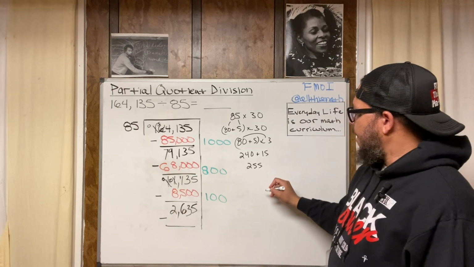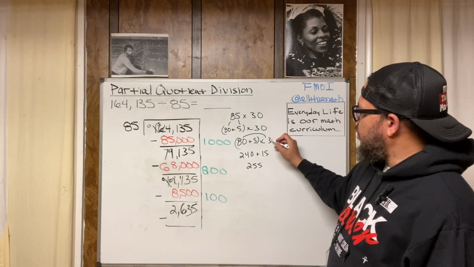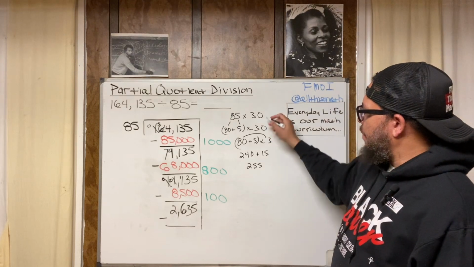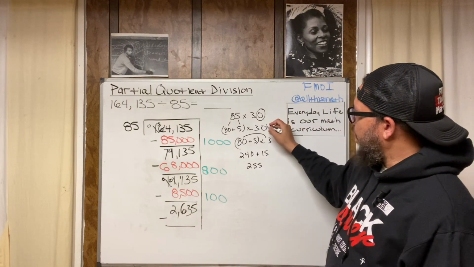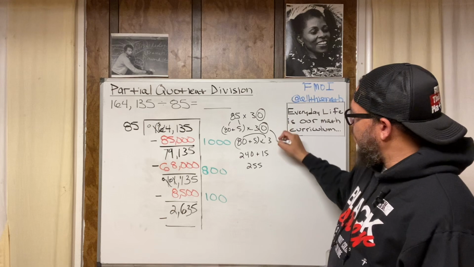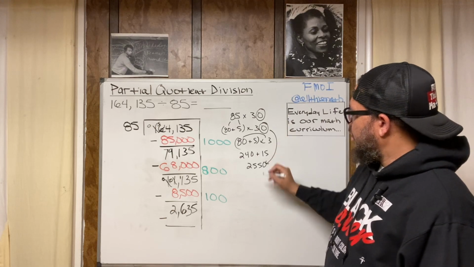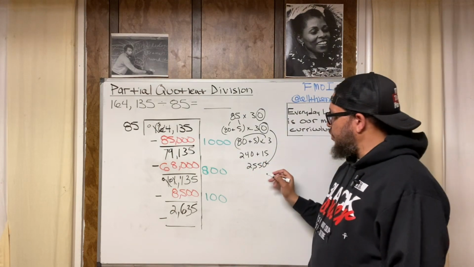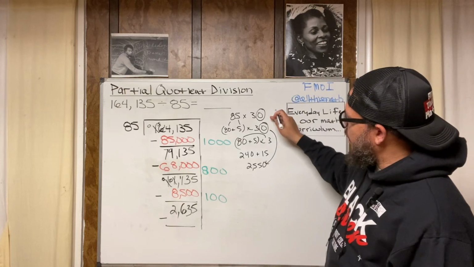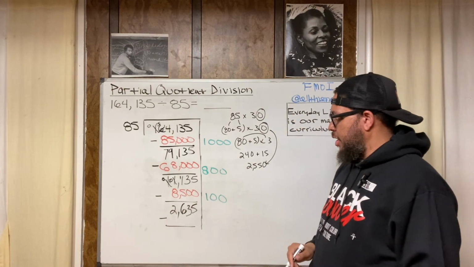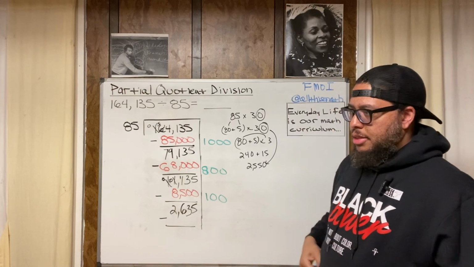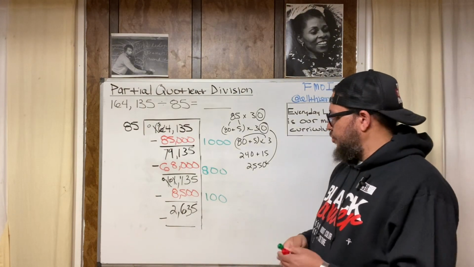255, right? Now, but this is times 3, right? We wanted to multiply by 30. So we dropped this 0 off. We got to bring this 0 back. That's why we get 2,550. 2,550 because this 0 from the 30 got left off. All right, so 85 times 30 is going to be 2,550.